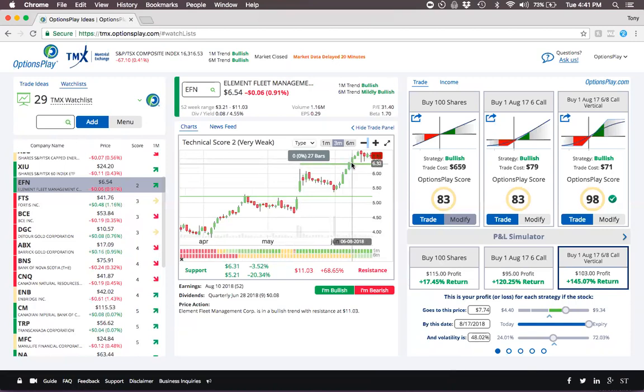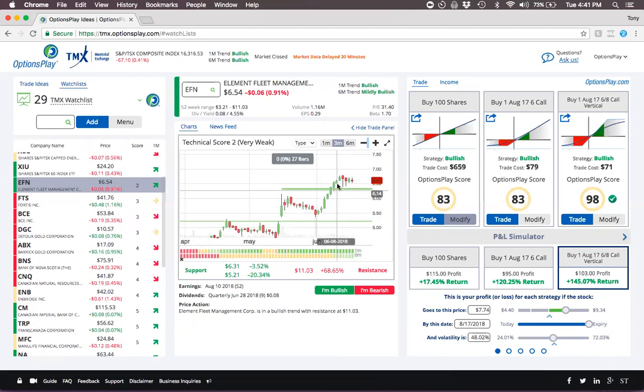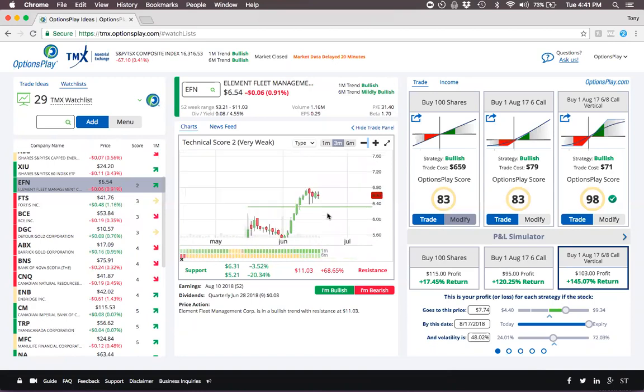So even if you got in on June 8th, you'd get in the stock around $6, and it broke above a resistance level, which is coming to test back as support. And so this would be a candidate that I would look for to potentially move higher.